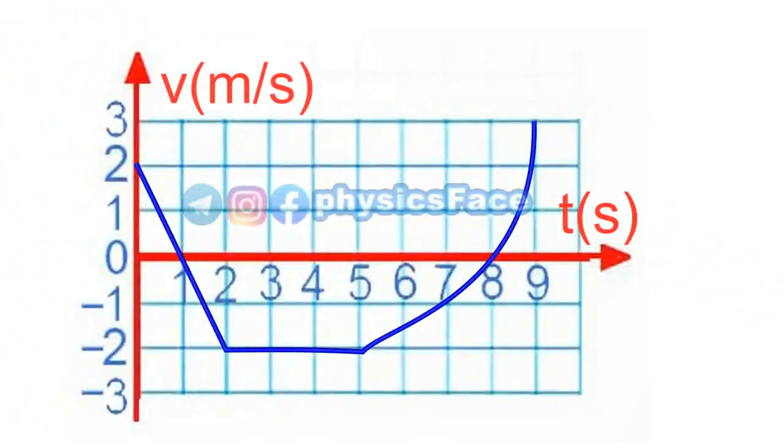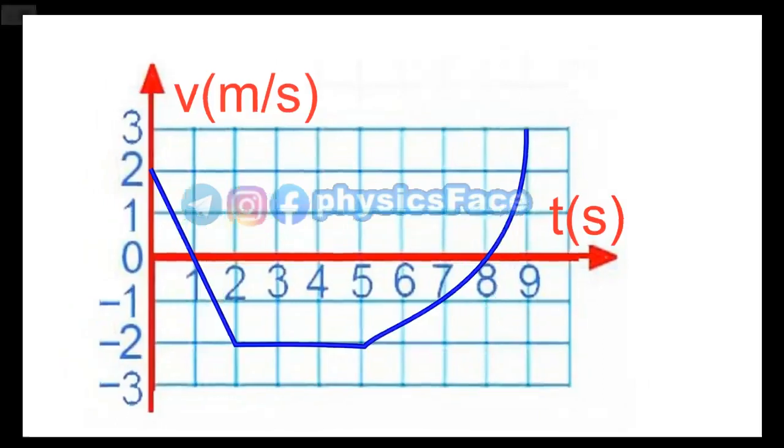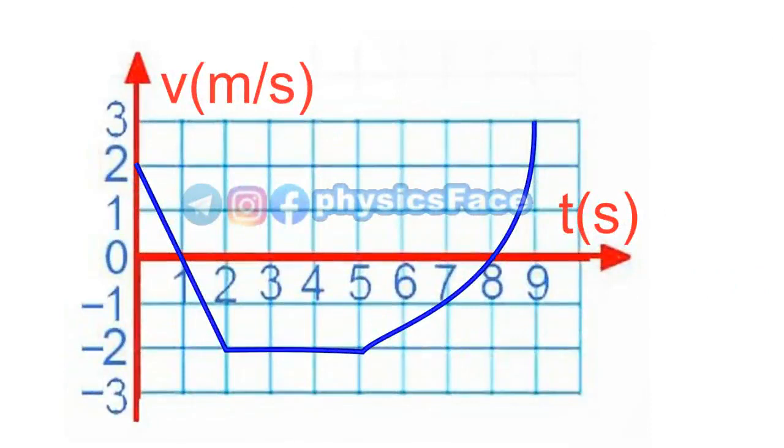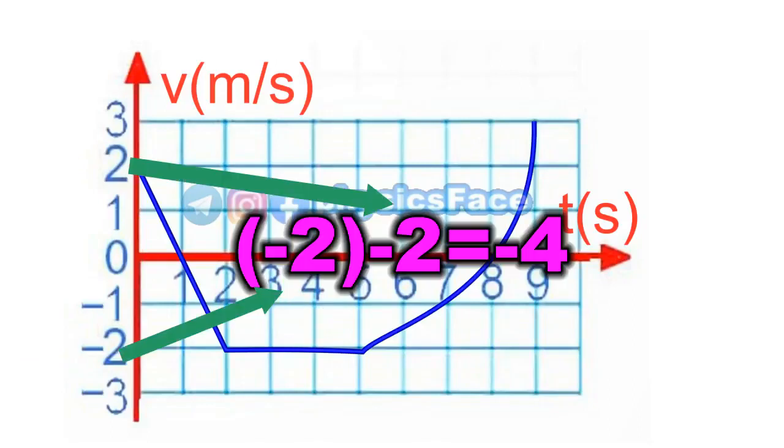D. At what times is the object stationary? Answer to D: at moment 1 and moment 8, the velocity of the object is 0 for a moment, so the object is stationary. E. What is the change in velocity of the moving object in the first 4 seconds? Answer to E: the velocity of the object at moment 0 is 2 meters per second, and at moment 4 the velocity of the object is negative 2 meters per second. Therefore, the velocity change is negative 4 meters per second.